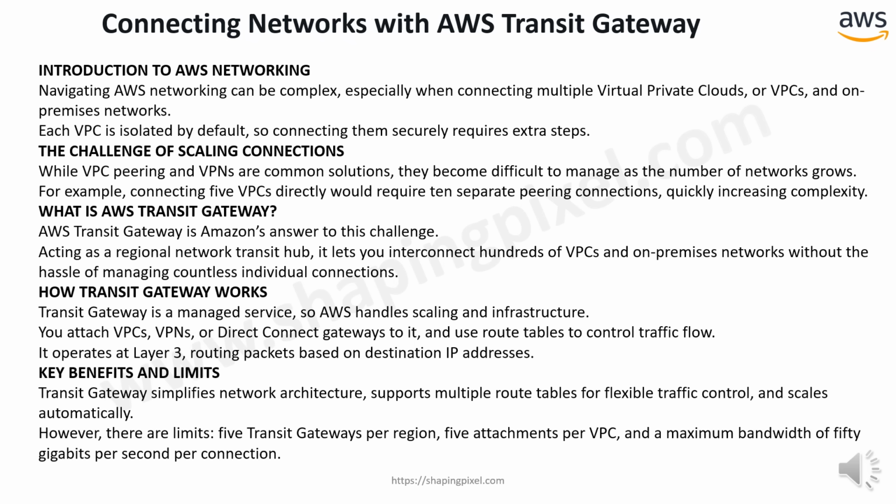You attach VPCs, VPNs, or Direct Connect gateways to it and use route tables to control traffic flow. It operates at Layer 3, routing packets based on destination IP addresses. Transit Gateway simplifies network architecture, supports multiple route tables for flexible traffic control, and scales automatically. However, there are limits. 5 transit gateways per region, 5 attachments per VPC, and a maximum bandwidth of 50 gigabits per second per connection.